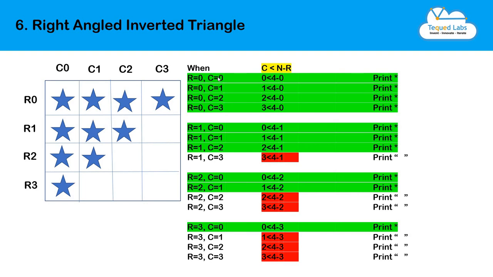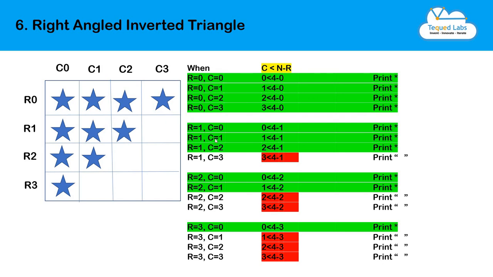So when R is 0 and C is 0, by replacing C and R, we get 0 is less than 4, which is true. So we are going to print a star. Next, R is 0 and C is 1. 1 is less than 4, print, and so on.